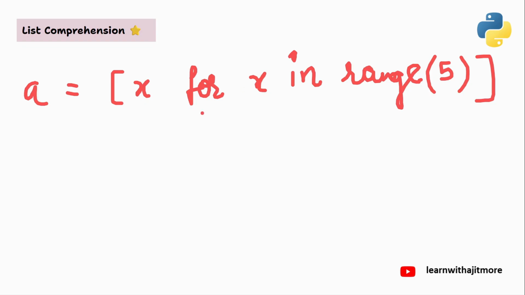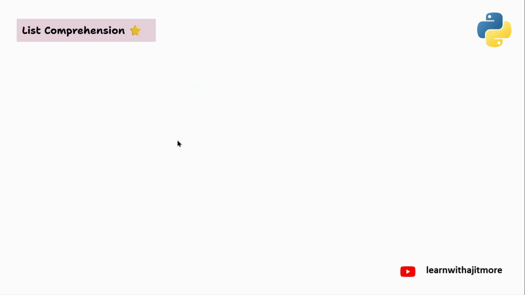Now it's not necessary direct x. You can take here x into x also. So whatever x, it's square. Here you can write if also. Conditions also you can put. But you're trying to write that for loop only within square bracket, and you're building that list in single line code. That is list comprehension.